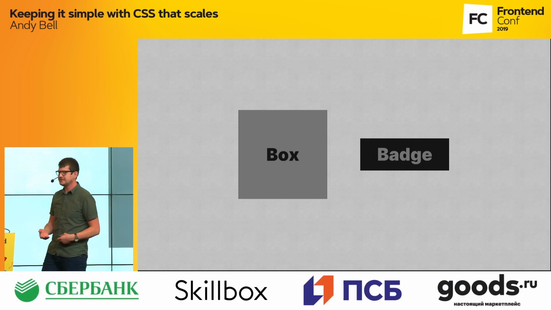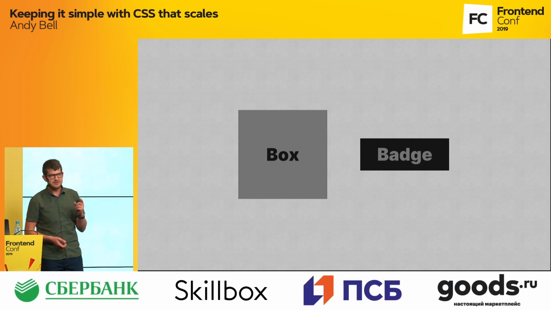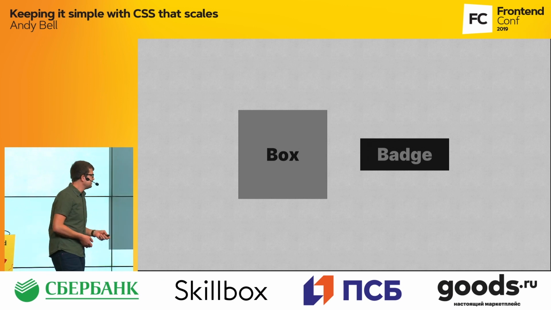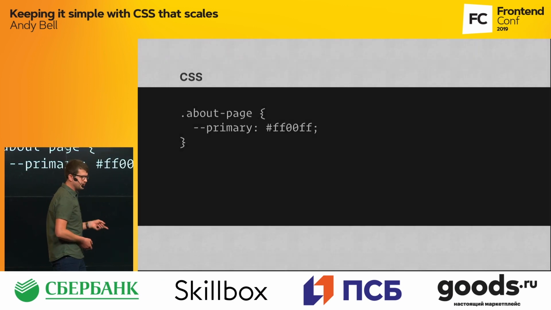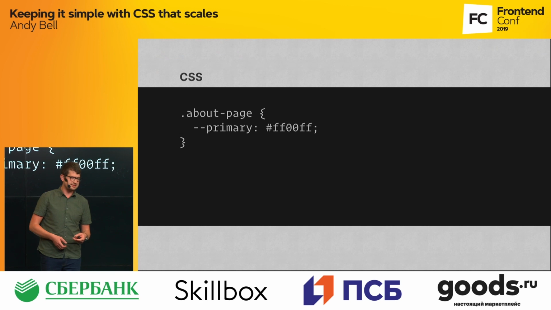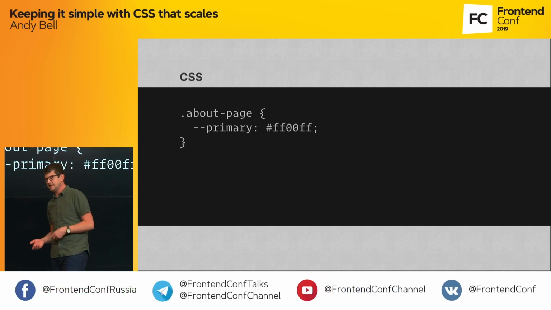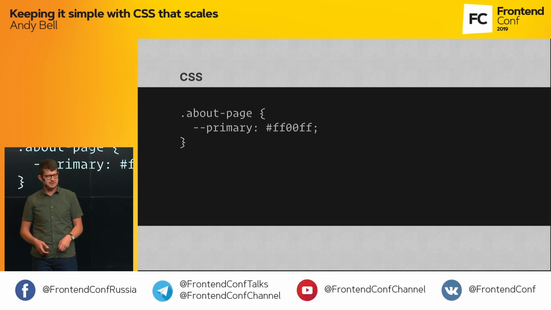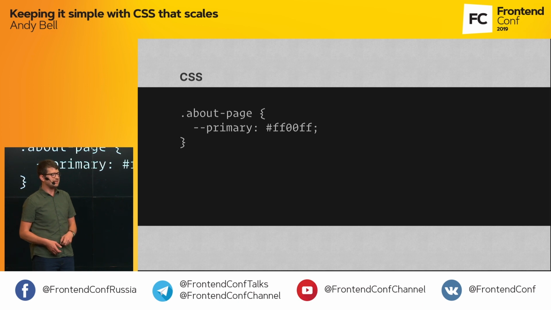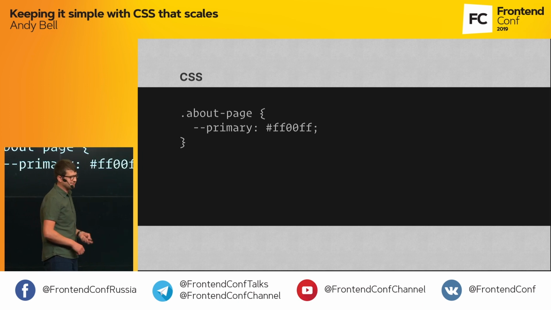And then what we can do with CSS custom properties, because they're affected by the cascade, is create contextual overrides for them in our CSS. So here I've got an about page layout, and in there I'm saying, do you know what? I want my primary color to be hot pink instead of gray.